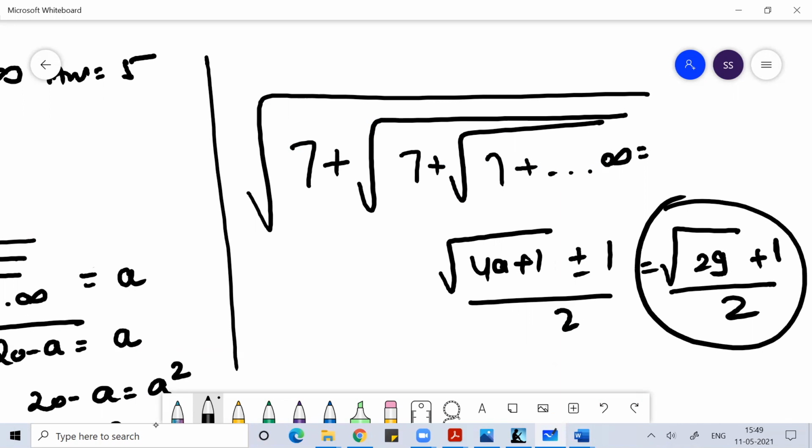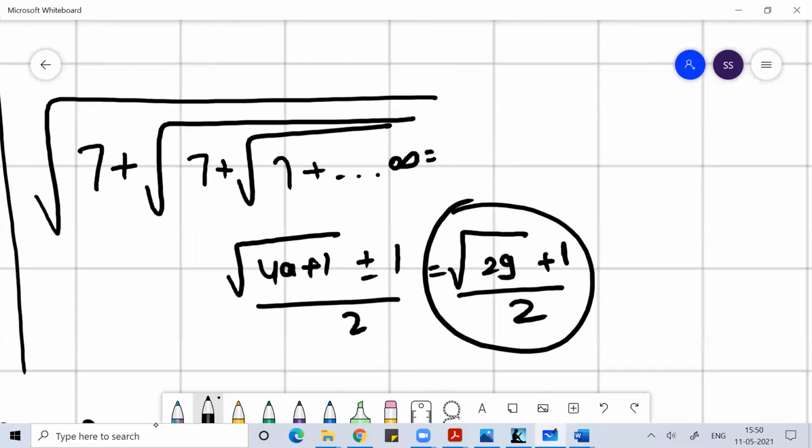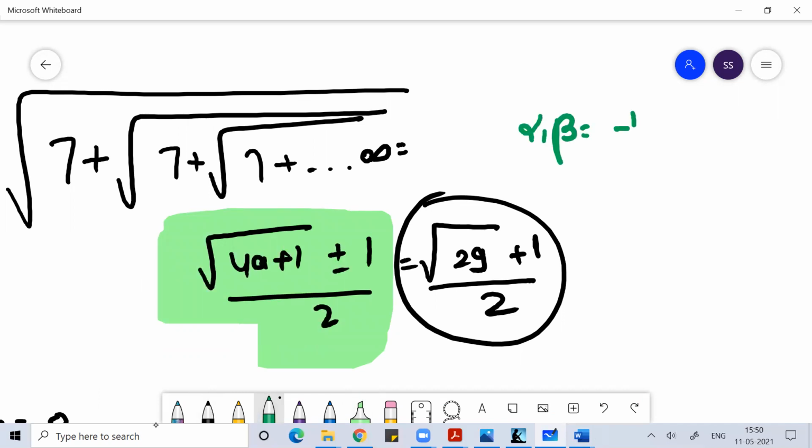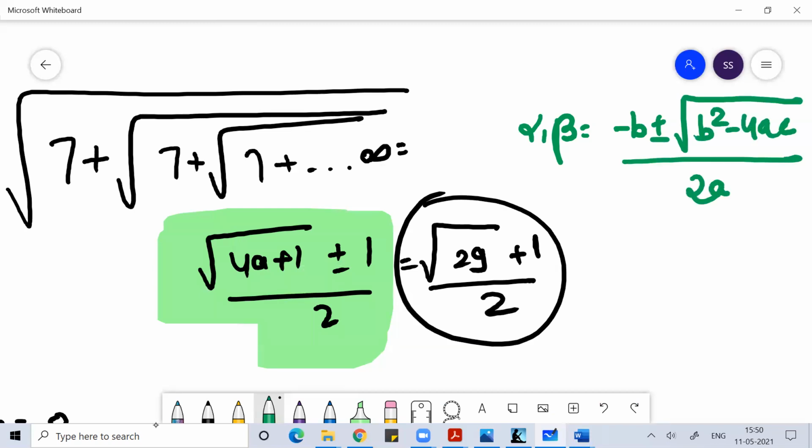Now, I myself don't remember it, I studied it from a book and got this formula. Shortcut is well and good, but how much can we remember? So the question arises, how did that formula come? This formula is nothing but, you remember how to find the roots of the equation, alpha, beta: minus b plus minus under root of b square minus 4ac by 2a. You know this formula, right?